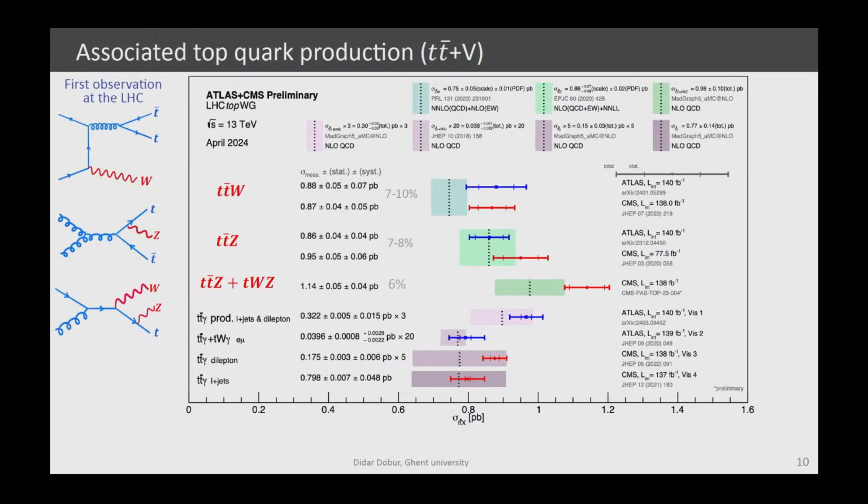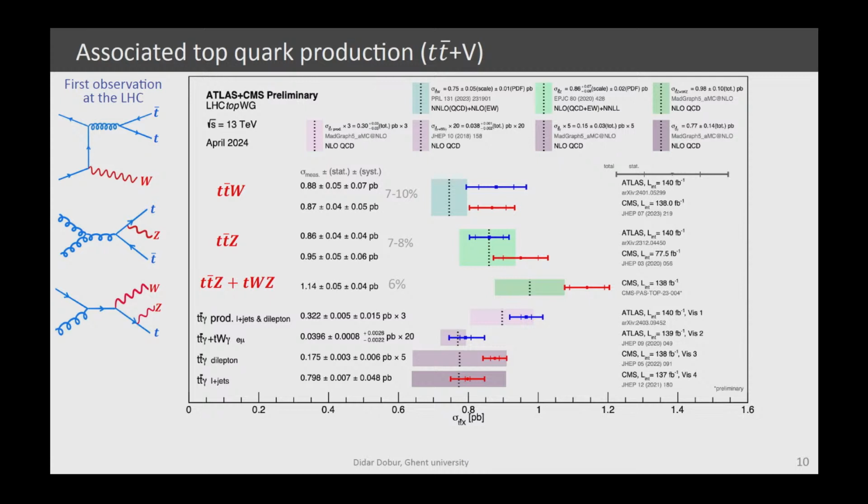This brings me to the topic where we try to measure all TT plus vector boson processes. All these processes, TTW, TTZ, TT gamma, were observed for the first time at LHC. The TTW measurements from both collaborations come to roughly 7 to 10% precision. They are agreeing between each other, but it is above the standard model prediction that we have currently. But here the difference is understood.